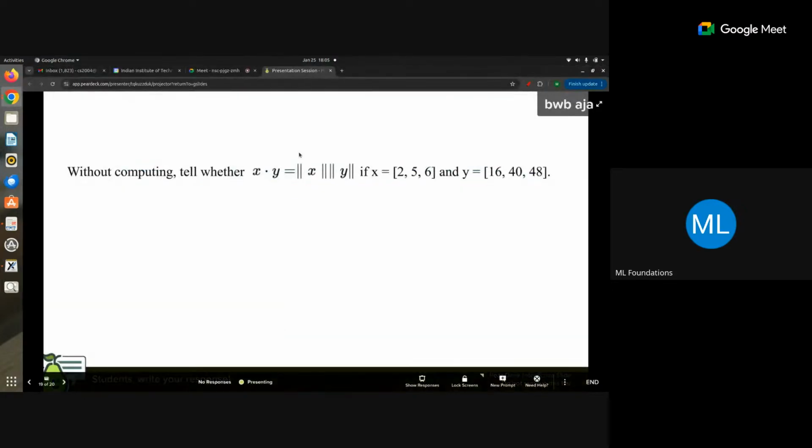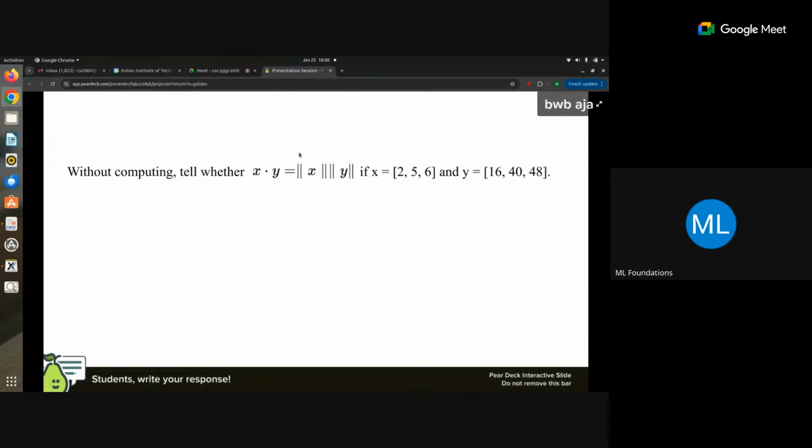So now you look at it and tell me whether this is fine or not. Yeah, they are fine. It's a scaled version of x. So 2, 5, 6, and what is the scalar? 8, right? So y can be written as 8 times x. So if it is fine, then does this equality hold or not? Holds. Yeah, that is the answer.